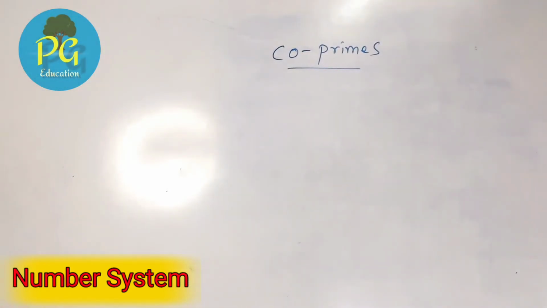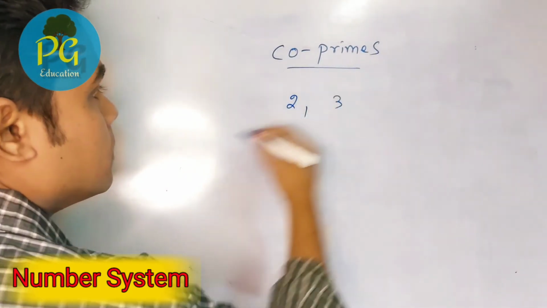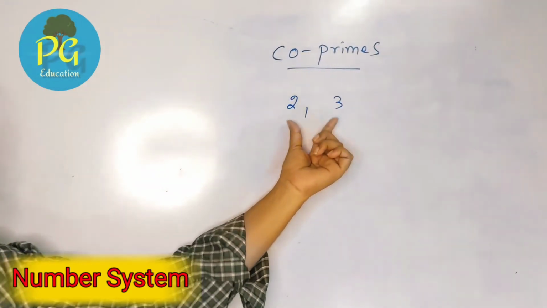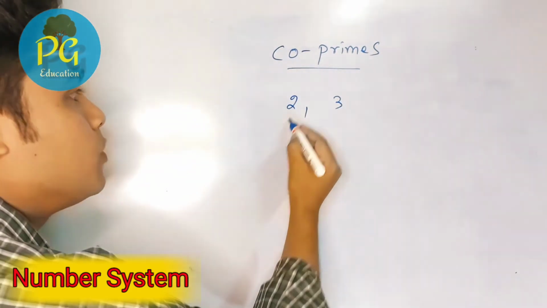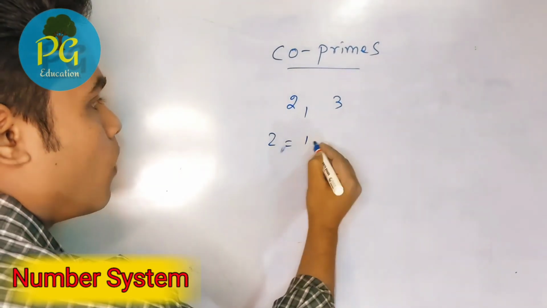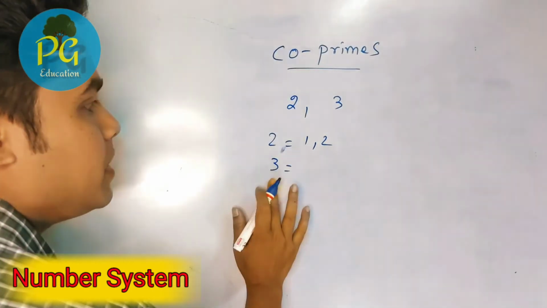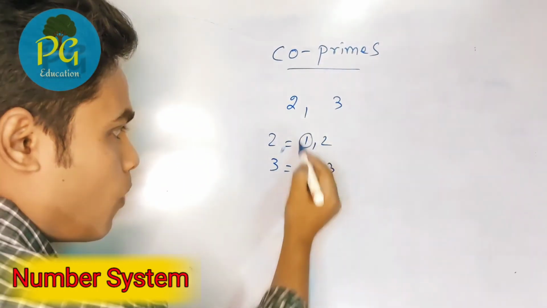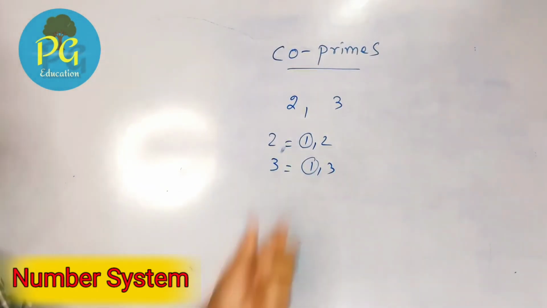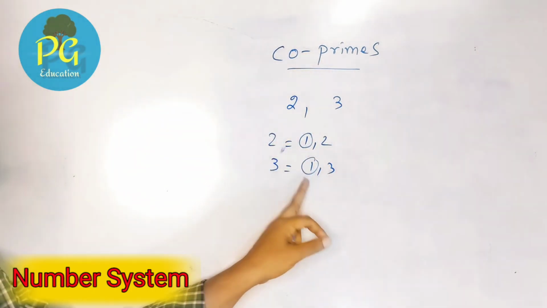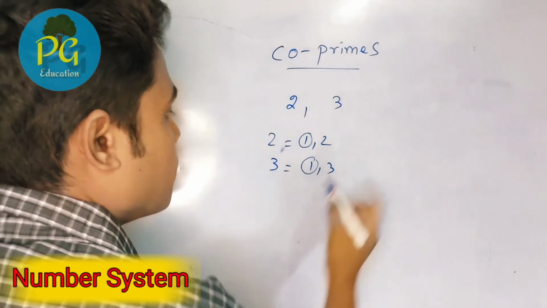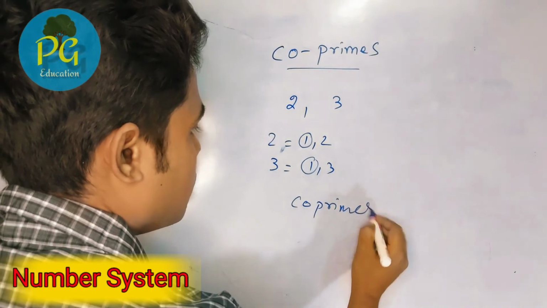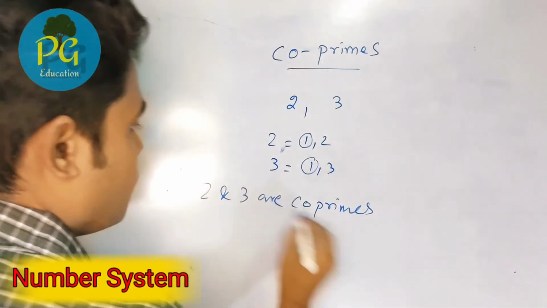Now, what are co-primes? Let us take any two numbers. Suppose it is 2, 3. These two numbers will be called co-primes if they have only one common divisor. Here you see, divisors of 2 are 1, 2 and divisors of 3 are 1, 3. Here you look, 1 is common. So if two numbers have only one common divisor, then this pair of numbers will be called co-primes. Understood?